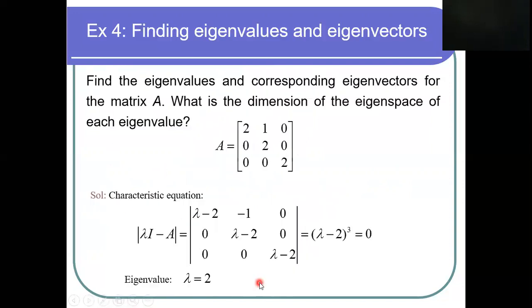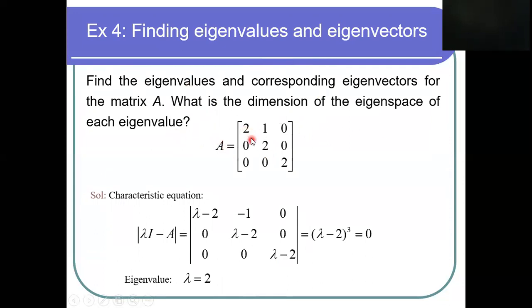So let us find another example. Find the eigenvalues and corresponding eigenvectors for the matrix A. What is the dimension of the eigenspace of each eigenvalue?